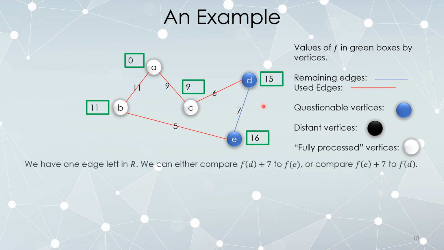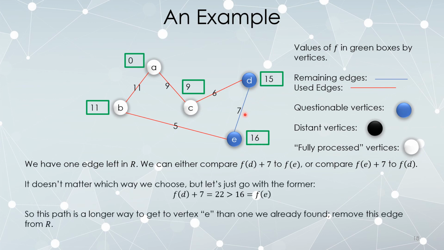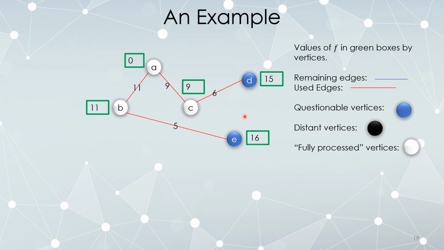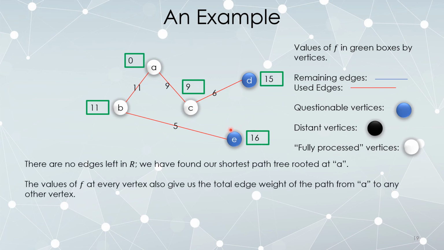Here's the state of our graph. There's only two questionable vertices, so let's actually suppose we're starting at D and trying to get to E. That would be 15 plus 7. That is worse than 16. So we're not going to use this edge, so we end up just deleting it. Here's the state of our graph. This vertex is questionable, but it's only got used edges, no remaining, and similarly for this one. So in fact, everything is now fully processed, and we have found our shortest path tree.